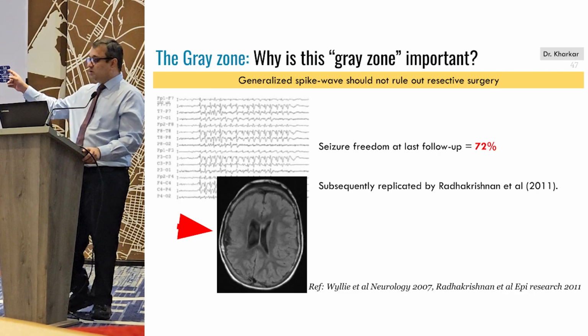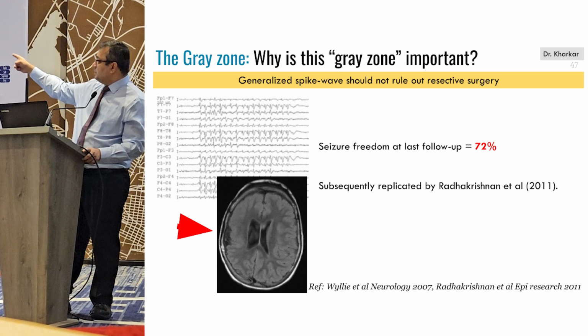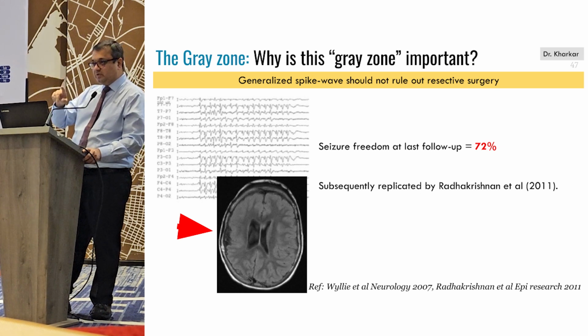In terms of those patients, it's multiple seizure types: tonic, atonic, myoclonic, spasms, and some of them did not have a surgical outcome.